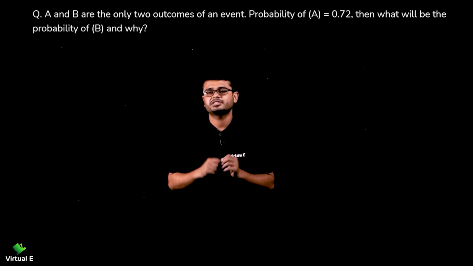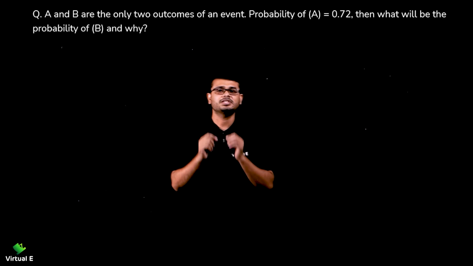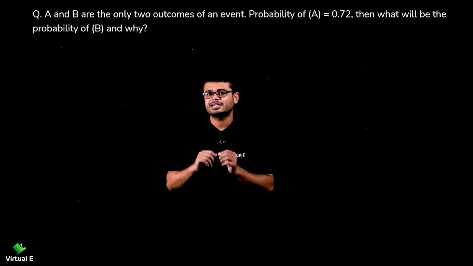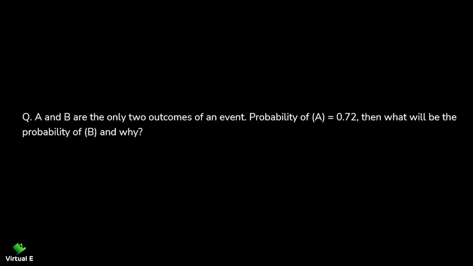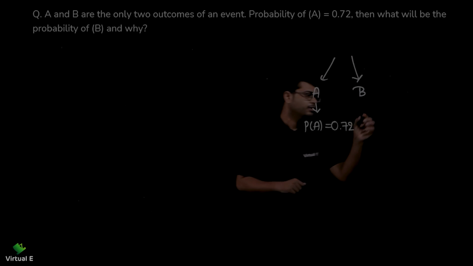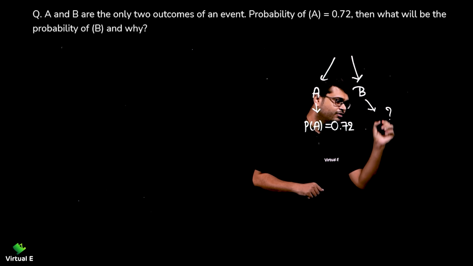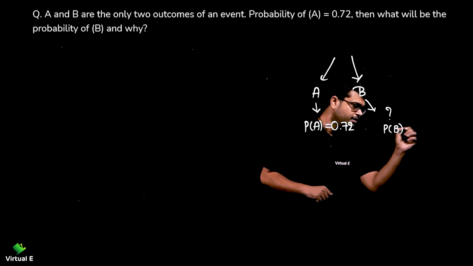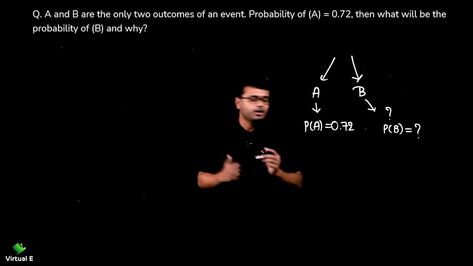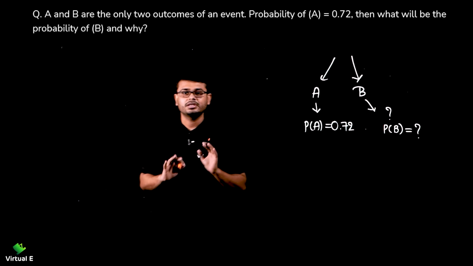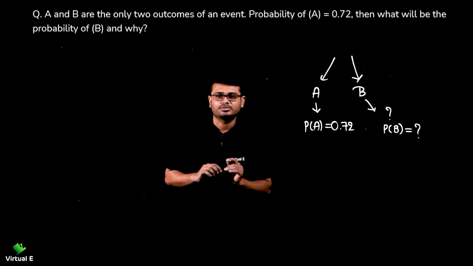Let's do one very interesting and important question as well. It is about the property that we discussed at the start of this chapter. Let's start. A and B are the only two outcomes of an event. The probability of A is 0.72. Then what will be the probability of B? So we need to find the probability PB is equal to question mark. Now how to find this one? This is very interesting and easy as well if you understand how to do that.